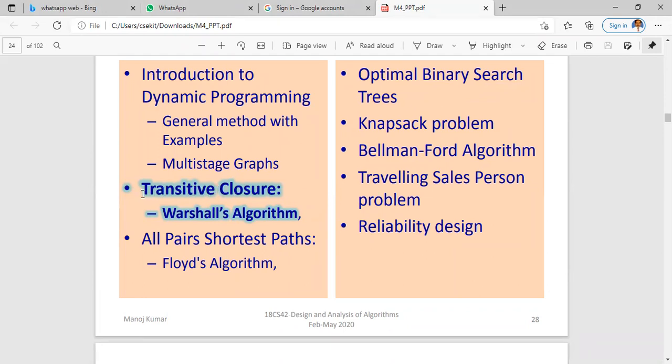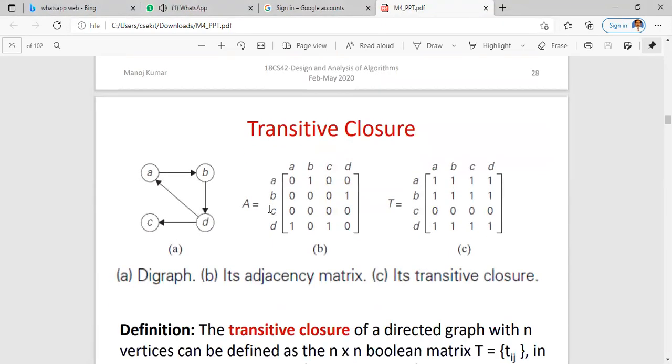So in that, now you come across the new thing, transitive closure using Warshall algorithm. So come for the first topic. What do we call the transitive closure? So this is the digraph. Digraph means directed graph.